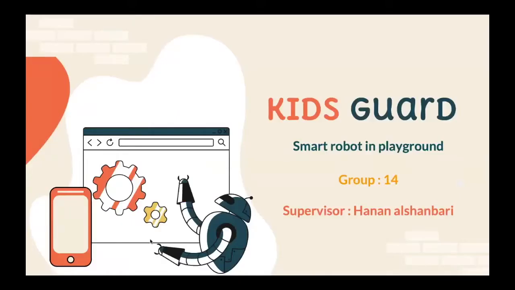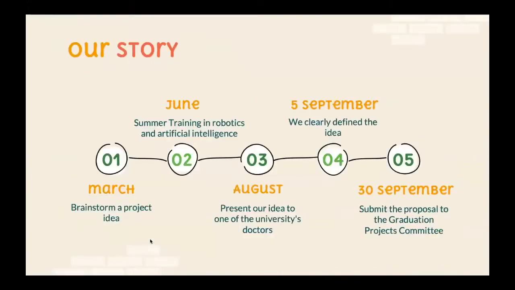Assalamu alaikum. Hello everyone. My name is Bayan from group 14, and I will show you the Kids Guard project, and our supervisor is Dr. Hanan Al-Shambari. Our story, I will tell you the beginning of our work on graduation project. Beginning in March, we started brainstorming to find an idea for the project. Then in June, the summer training began, which we chose to be in robotics field and artificial intelligence and the Internet of Things. Then in August, we chose an initial idea and presented to Dr. Ilham Hassanein, who helped us to define the idea of the project better. We thank her here. Then at the beginning of September, we early defined the idea of the project. Finally, at the end of September, we submitted our proposal.